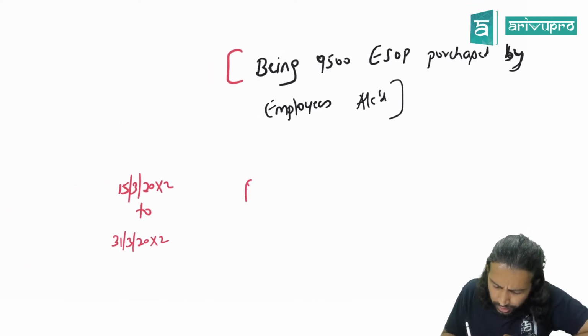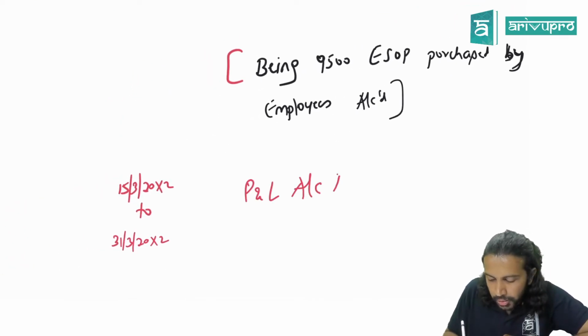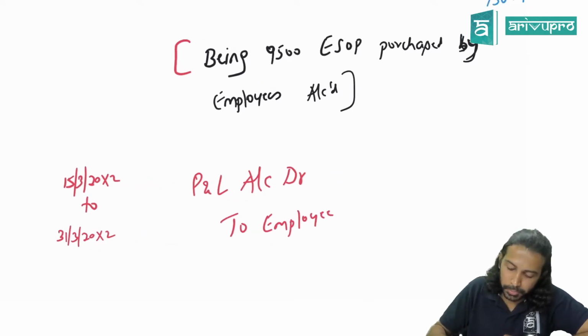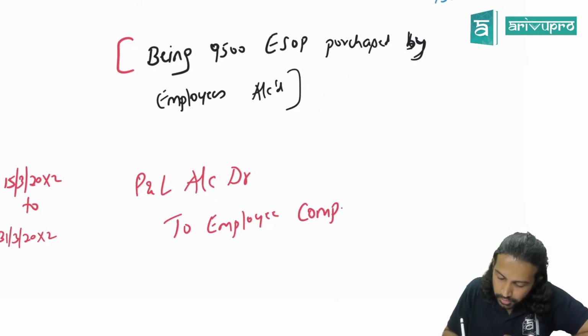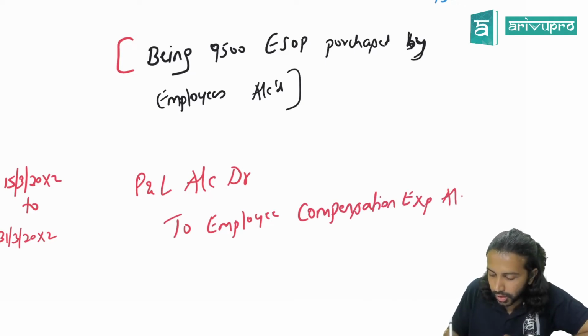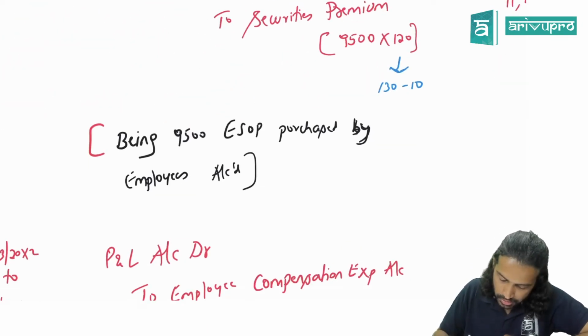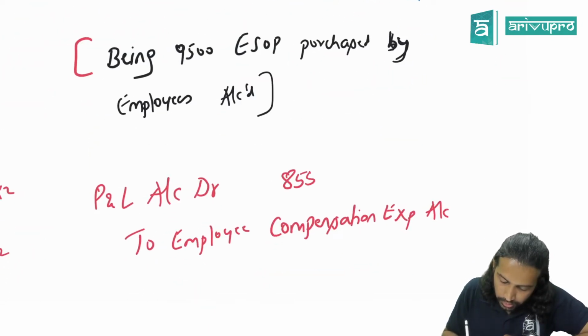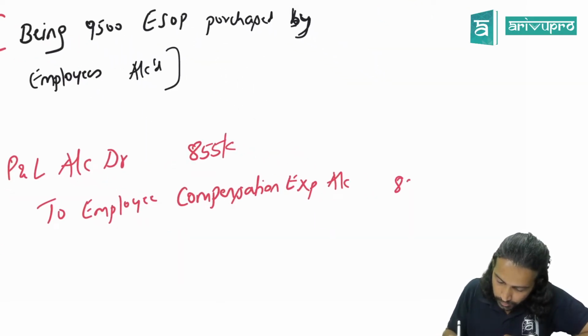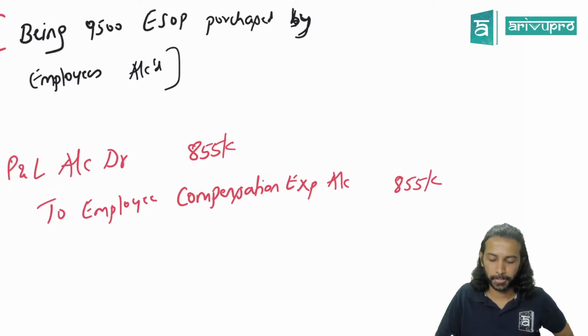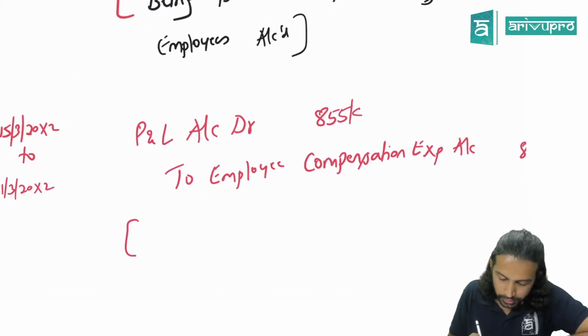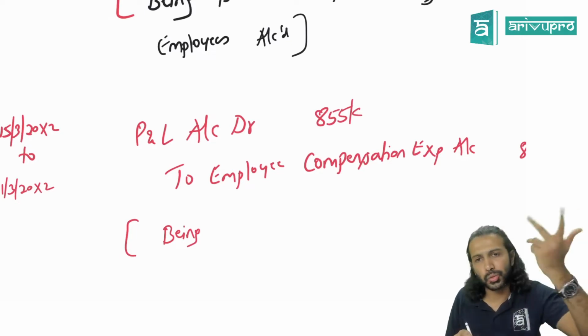What is the journal entry to transfer any expense? Perfect. P&L account debit to employee compensation expense account. How much was that employee compensation expense? So 8,55,000. You debit and credit. That's it. Easy. The narration, if you want, what will you write? Being employee compensation expense transferred to P&L. That's it.